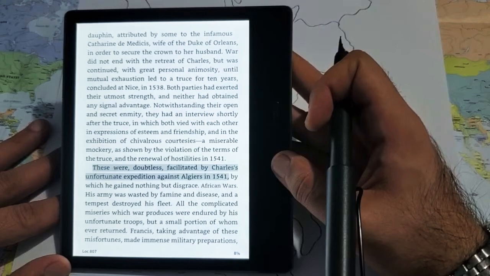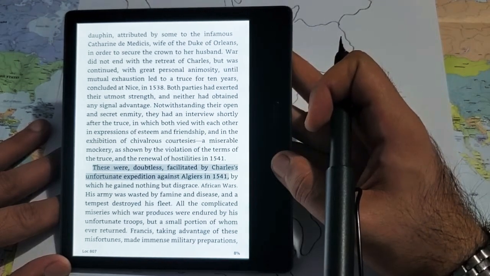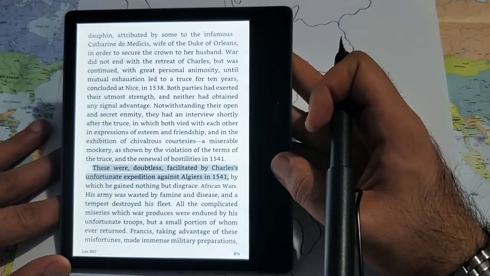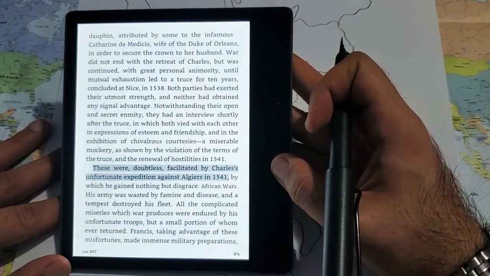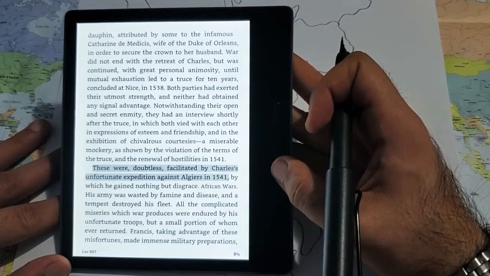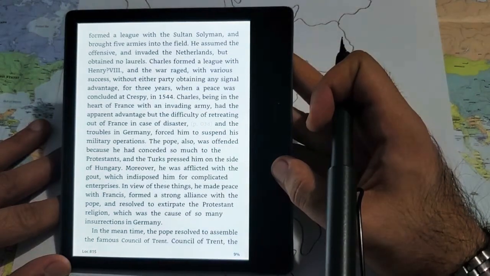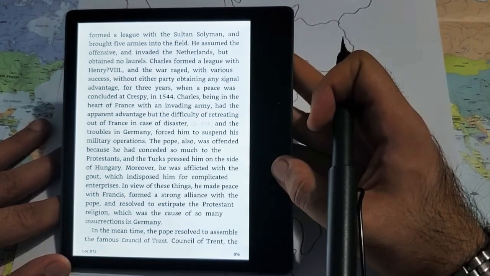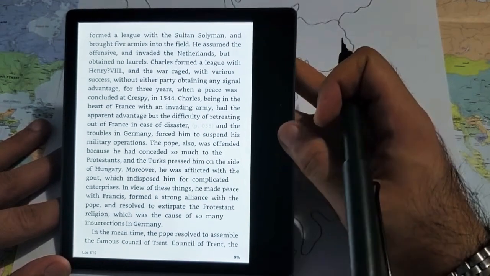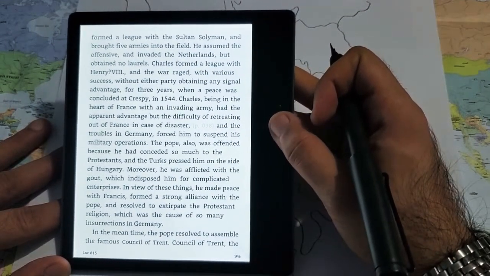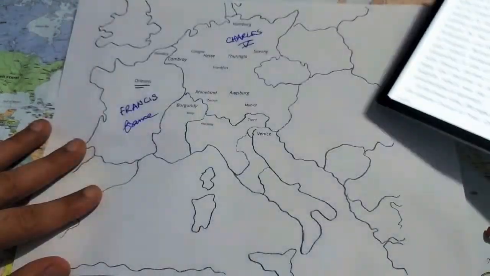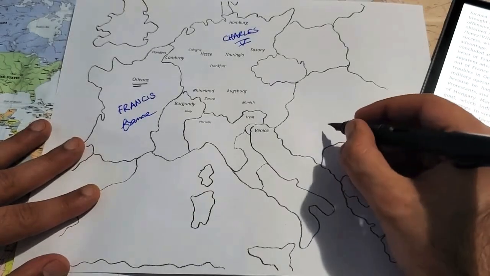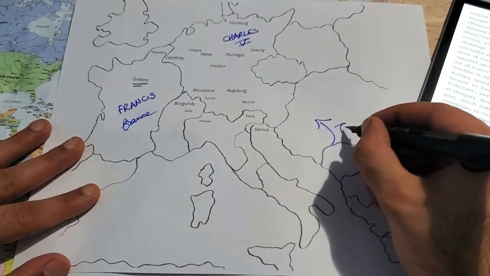His army was wasted by famine and disease, and a tempest destroyed his fleet. All the complicated miseries which war produces were endured by his unfortunate troops, but a small portion of whom ever returned. Francis, taking advantage of these misfortunes, made immense military preparations, formed a league with the Sultan Suleiman, and brought 5 armies into the field. He assumed the offensive and invaded Netherlands, but obtained no laurels. So again, France is being allied with the Turks to harass his enemy.